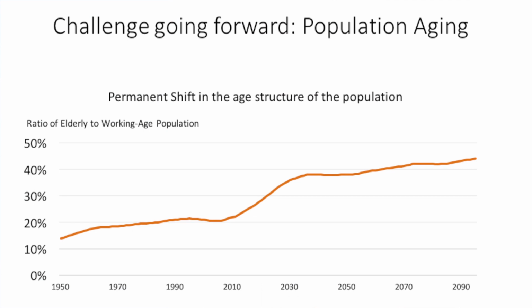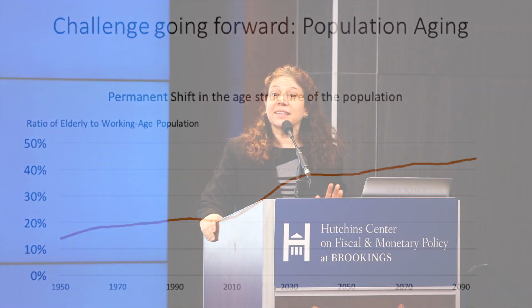What else besides changes in fertility do you think is pushing up the ratio of elderly to working age population over time? Yeah? Longer life expectancies, exactly. So that's the other thing that over time, we think should keep going up, right? So those are the 2 factors that are pushing up this ratio of elderly to working age population.